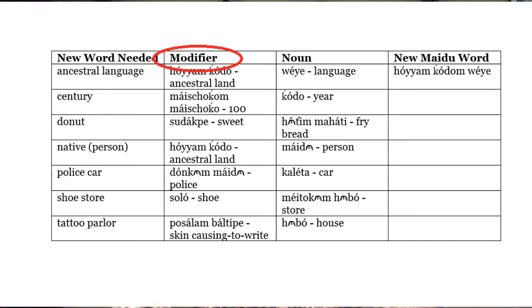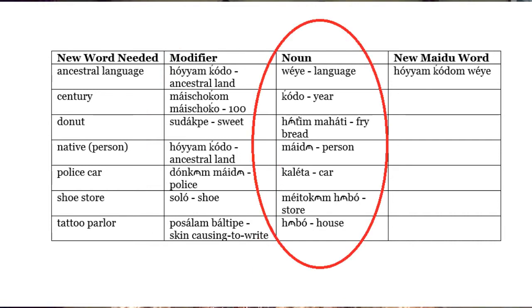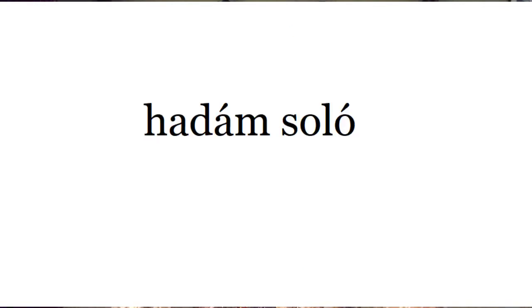You can also use more than one word for each column, modifier, or noun. Here are some examples already in the dictionary. Notice that these 2-word modifiers or nouns are tied together with an M already. Now add an M on the end of the new modifier to create the new Maidu word out of these 3 words. Let's go over the first one, which is already done for you.